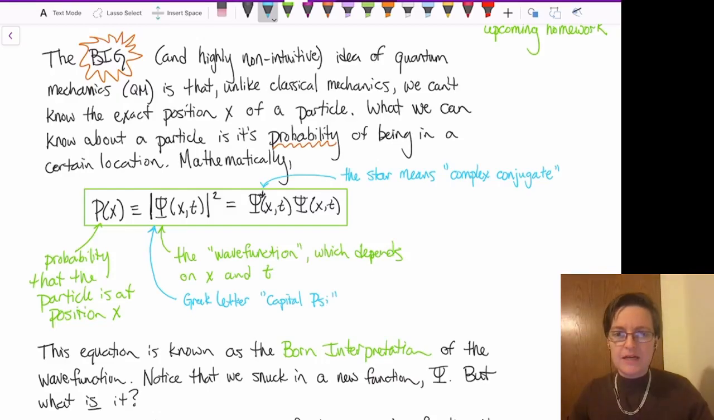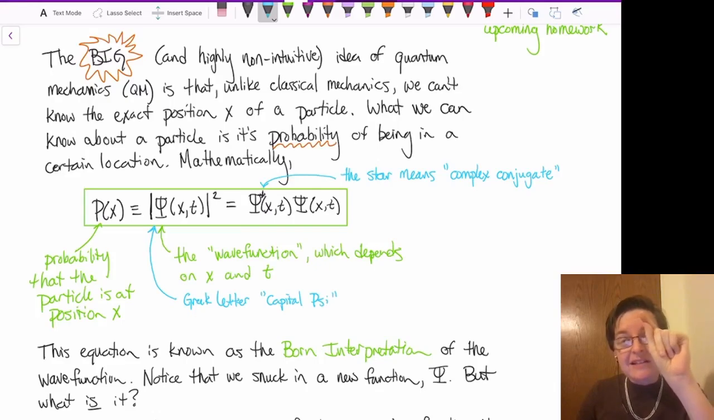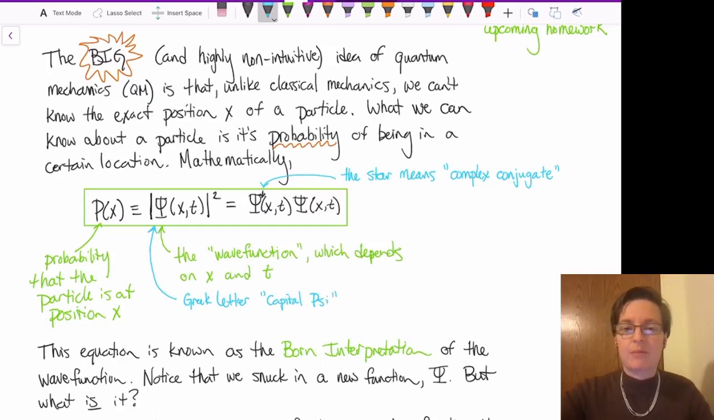Okay, so here's the big, highly non-intuitive idea of quantum mechanics. Unlike classical mechanics, in this quantum world, we are not allowed to know the exact position of a particle. So if I'm an electron, I can't pinpoint it in space and say, here it is. This is where the electron is. The strongest statement I can make about the behavior of the electron is to talk about its probability. What I can talk about with something small like an electron is its probability of being in a certain location. And so now we can start to make a connection of why is it that I started off this course talking about probabilities and expectation values. It's because quantum mechanics is a world of probabilities and expectation values.